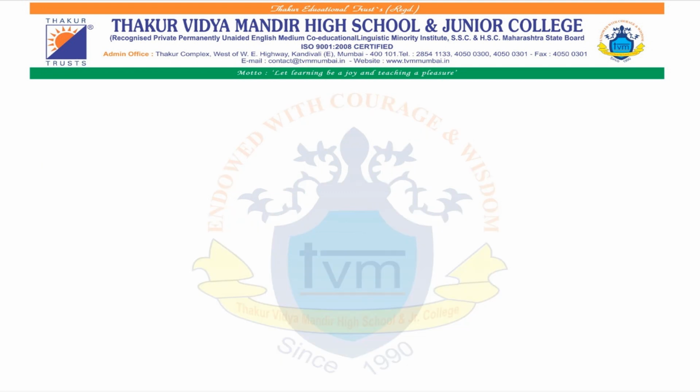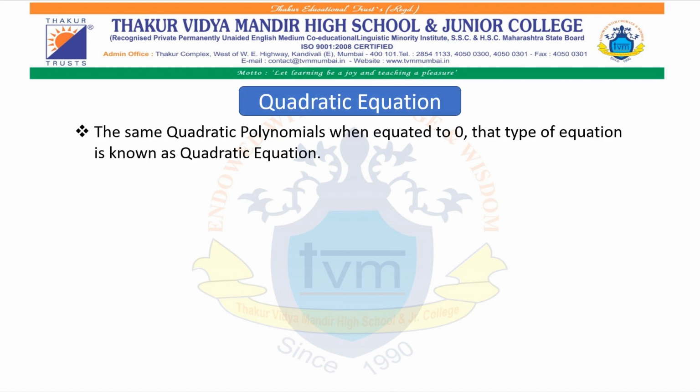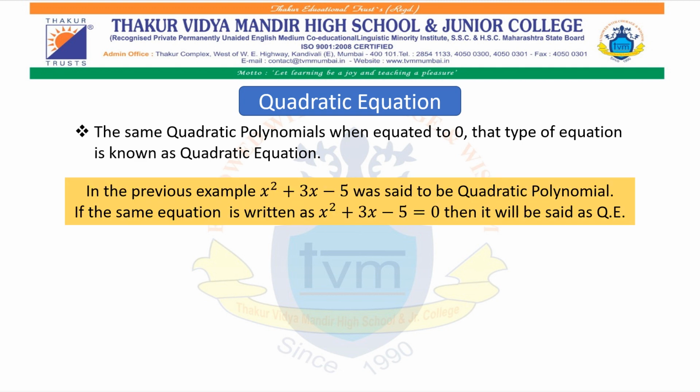After understanding linear polynomial and quadratic polynomial, let us see what is quadratic equation. The same quadratic polynomials, when equated to 0, that type of equation is known as a quadratic equation. In the previous example, x square plus 3x minus 5 was said to be quadratic polynomial. If the same equation is written as x square plus 3x minus 5 equals to 0, then it will be said as quadratic equation.